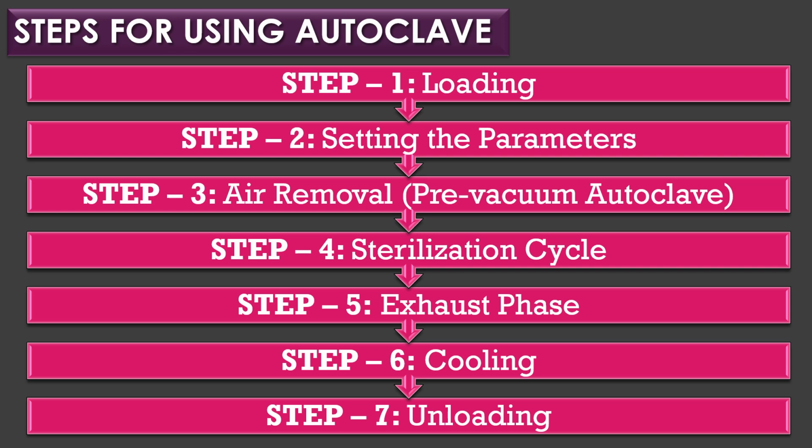The third step is air removal. In pre-vacuum autoclaves, air is removed before steam is introduced. The fourth step is sterilization cycle. The autoclave builds pressure and temperature until it reaches the preset levels. This is maintained for the required duration. The fifth step is exhaust phase. Steam is vented from the chamber and the pressure is returned to ambient.